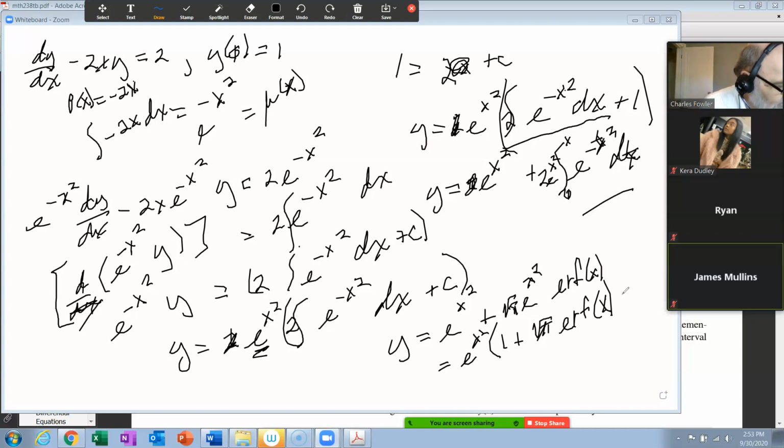Now, they use a computer algebra system to graph that, and all that mess that you see there comes out a pretty simple graph right there. And you see it does pass through the point x equals 0, y is equal to 1. The error function would be a family of curves like that. That's the one that passes through the point in question.